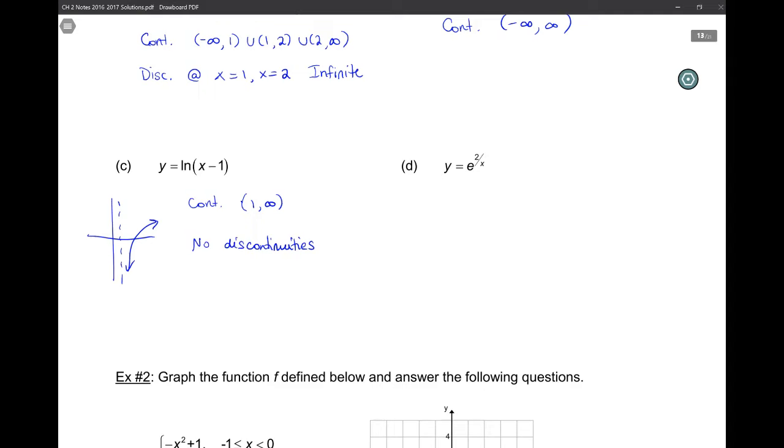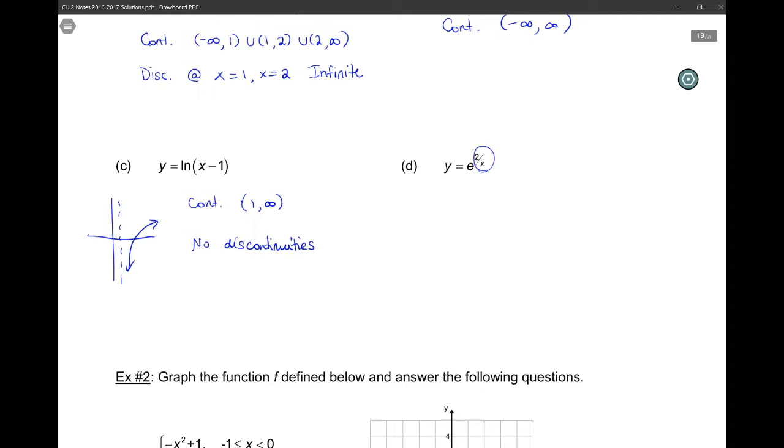Okay, how about D? e to the 2 over x. So you might not know what this looks like, but exponential functions, usually you can plug anything in. But we have this 2 over x business. It doesn't matter that the exponent has a variable in the bottom, you still can't have 0 in the denominator. There's an asymptote. Anytime you have something in fraction form and you have a variable in the denominator, that's going to mess with our domain and our continuity.